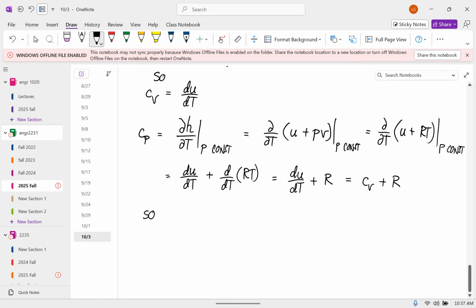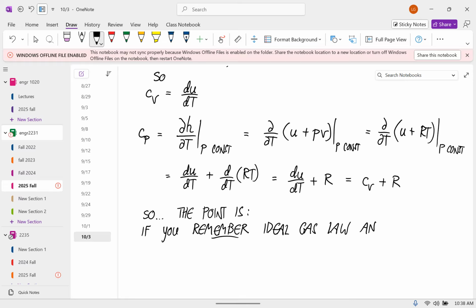So the point is, if you remember the ideal gas law, and the fact that the specific internal energy is a function only of temperature, all the rest, the other three, are pretty easy to derive. So if you ever forget what those 5 assumptions are and you're not given what they are, or your notes are too far away, remember that based on these 2 things, everything else has to follow. Okay.